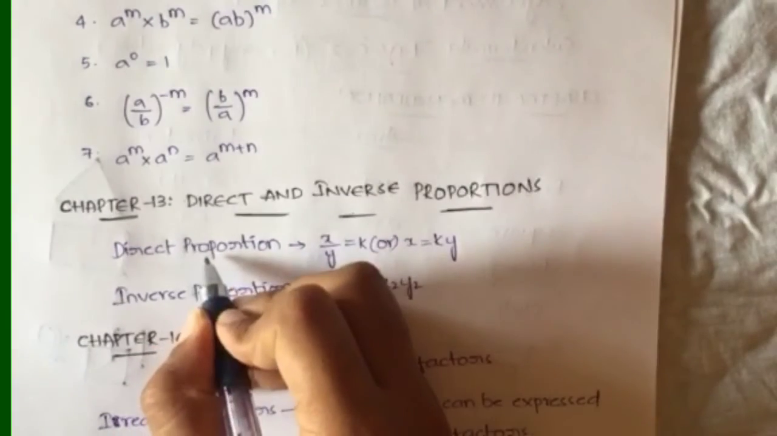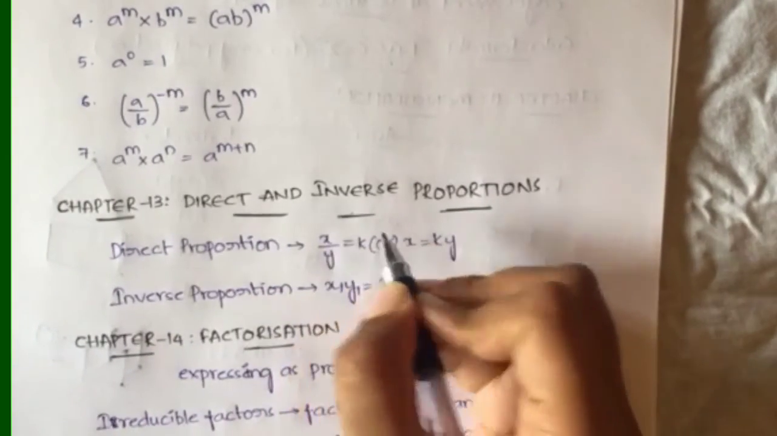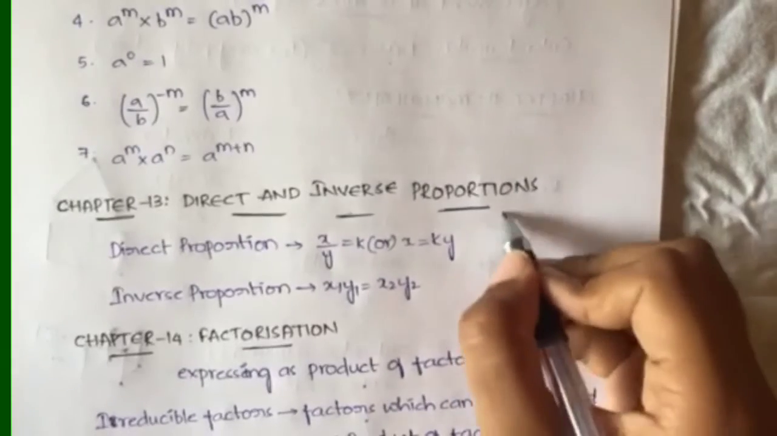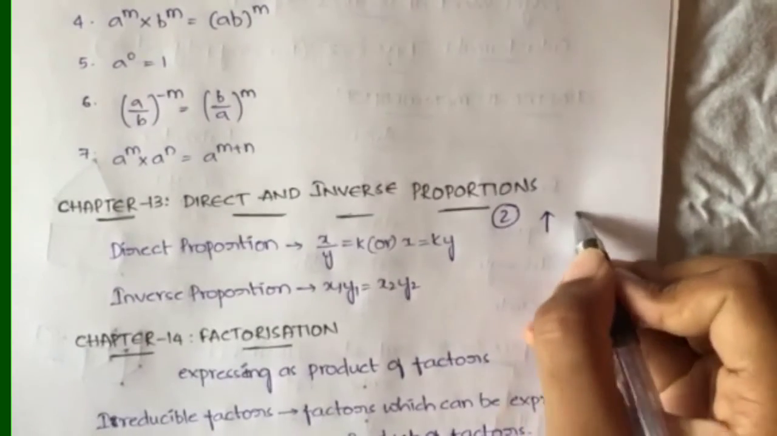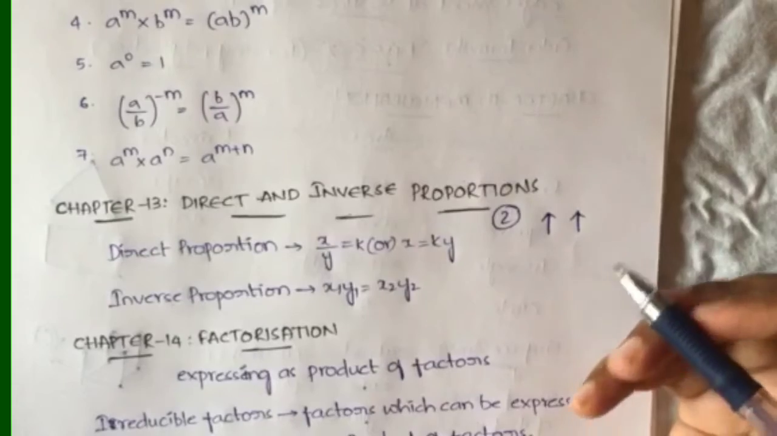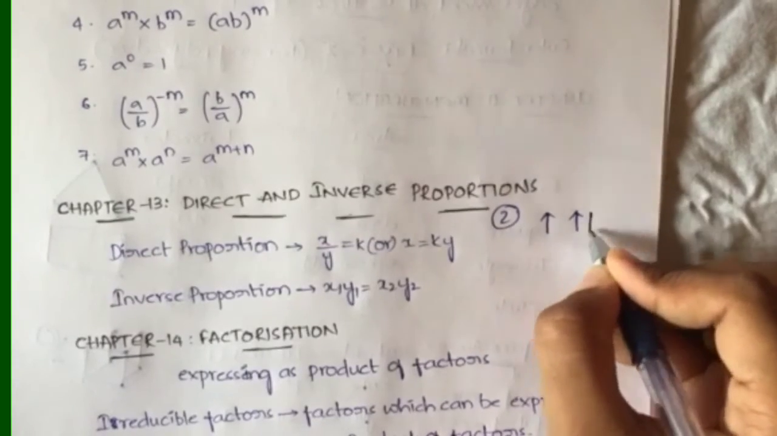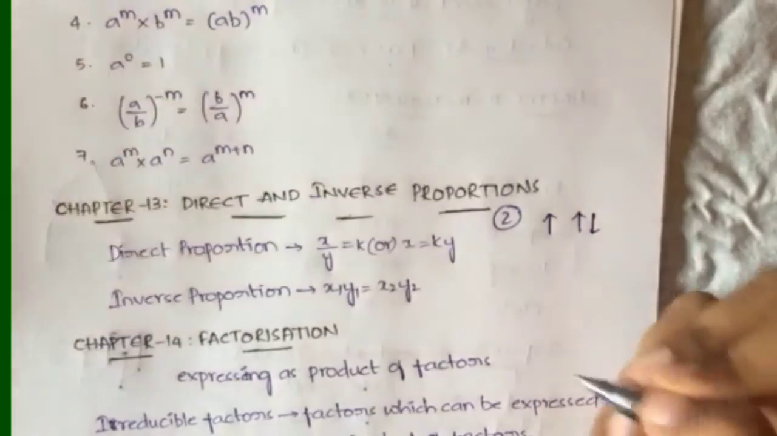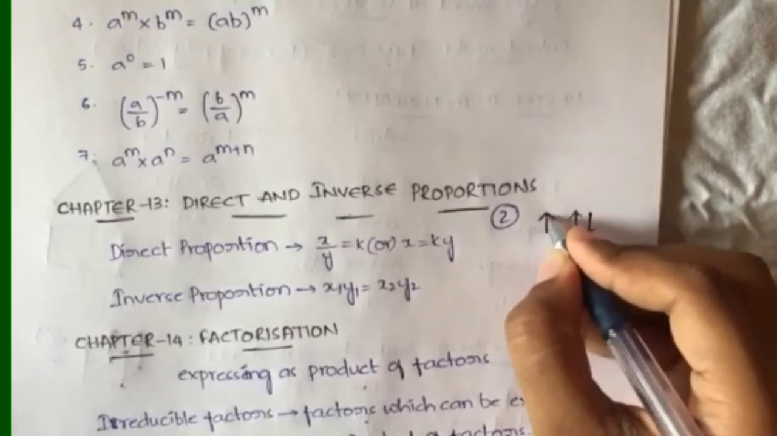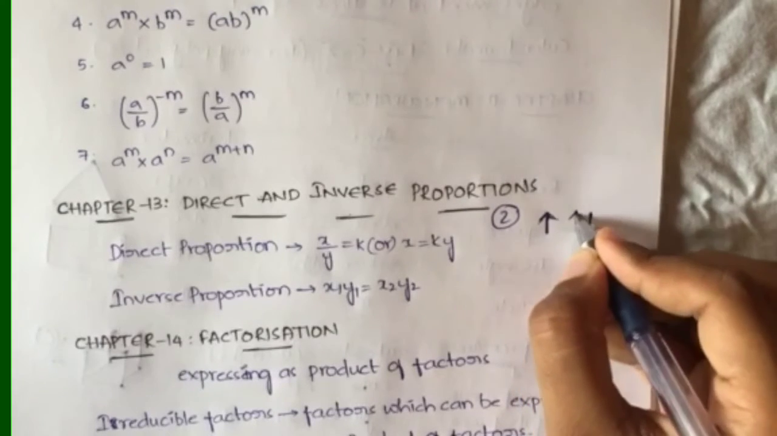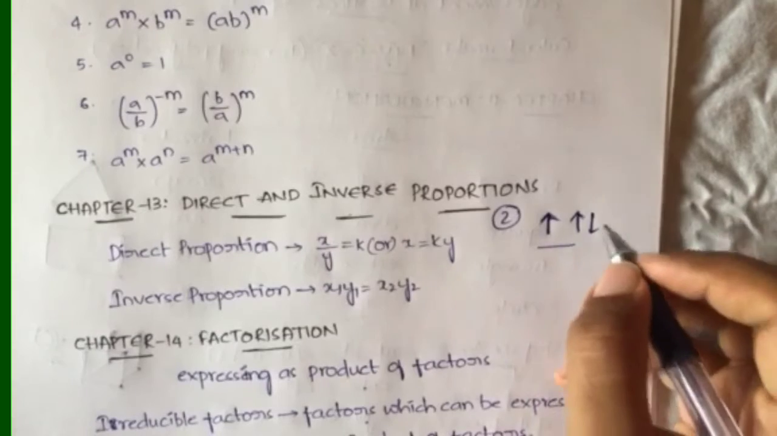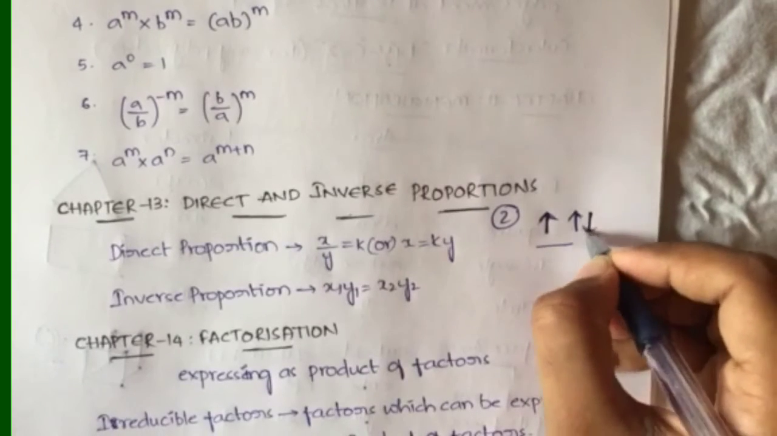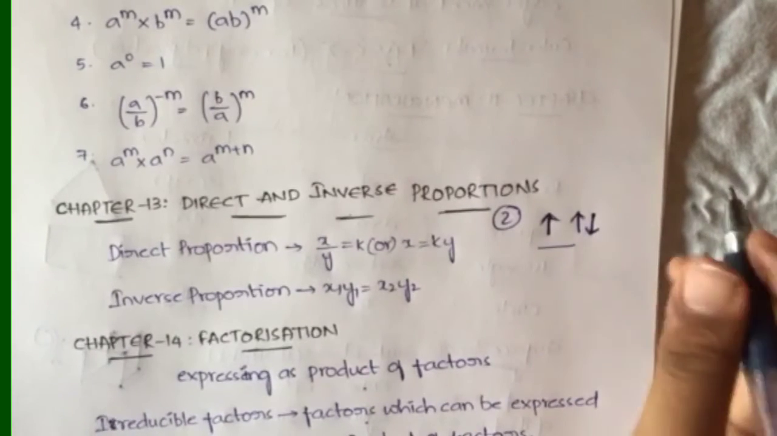And direct proportion means x by y is equal to k. Direct proportion is nothing but when you have 2 quantities, if one of the quantities is increased, then the other quantity should also increase. Instead of getting increased, if it is getting decreased, it is inverse proportion. When one of them is increasing, the other is also increasing, then it is direct proportion. If it is doing the reverse operation, then it is inverse proportion.